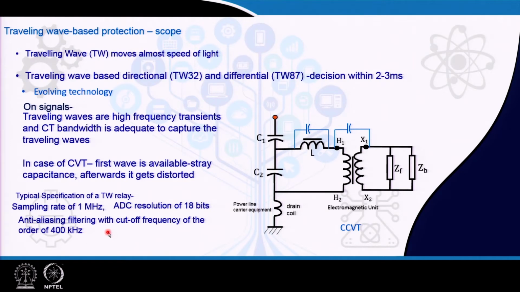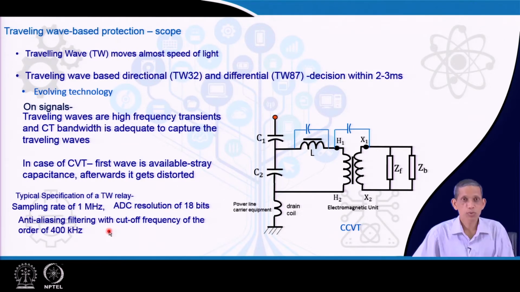Let us revisit the scope of travelling waves. We have already seen that the travelling wave goes from the line end to the relay location at almost the speed of light, gamma, which depends upon 1 upon root over L C. These two relays are available from vendors in the market: travelling wave 32 directional relay and travelling wave 87 line differential.